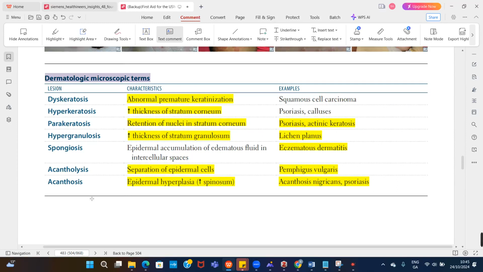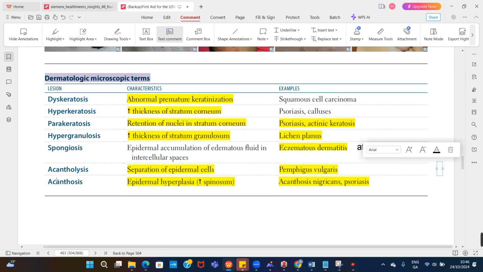So somebody having atopic dermatitis, you can also call it eczema, right? Eczema or atopic dermatitis. We are going to get there shortly. So we have to be familiar with these terms, right? So atopic dermatitis, eczematous dermatitis, they are both associated with spongiosis. Don't forget that. Spongiosis, they hold fluid. Eczematous dermatitis, spongiosis. I'm emphasizing it, it is important.